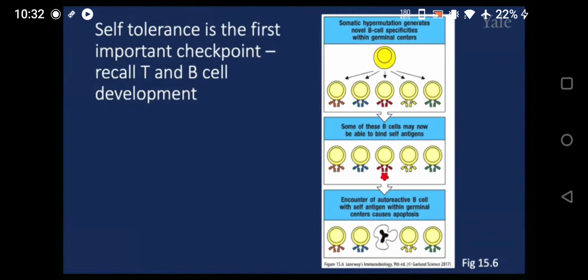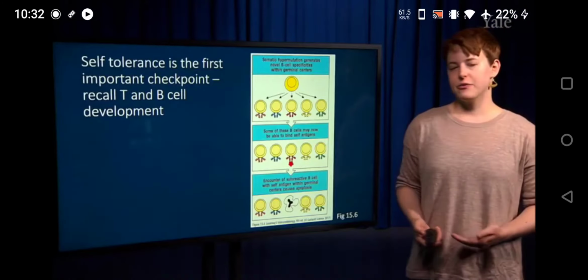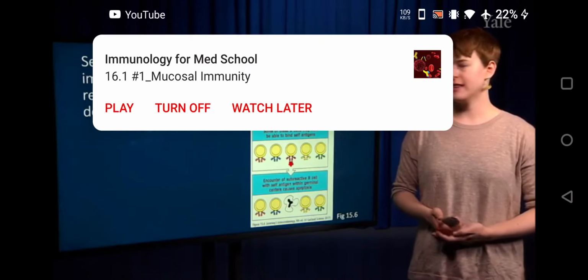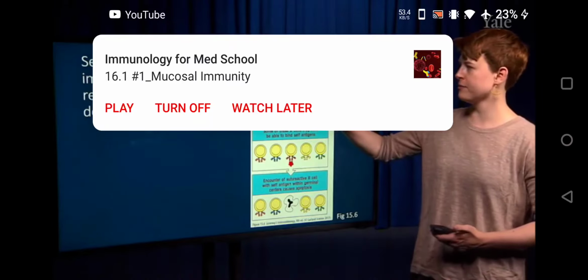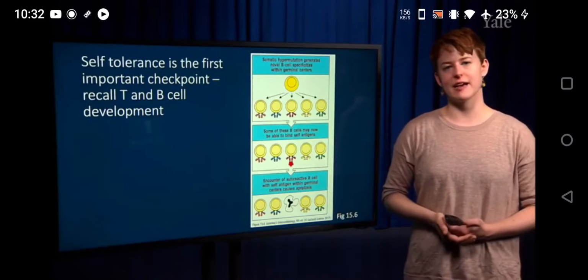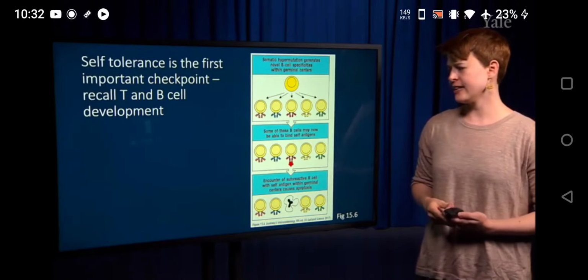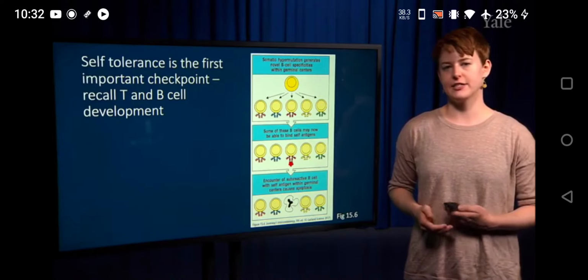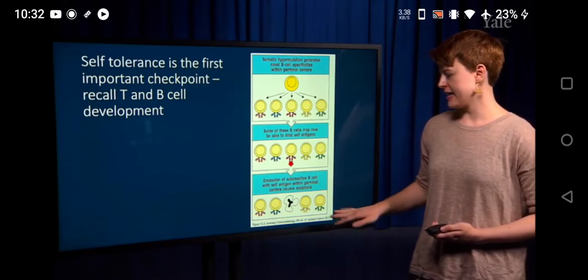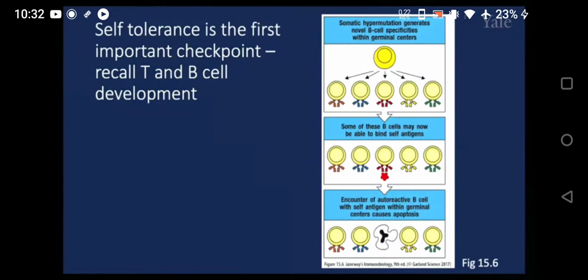Self-tolerance, though, is really just the first important checkpoint. So if we think about B cells developing in the bone marrow, we'll have one B cell that undergoes somatic hypermutation, creating many different clones. Then some of these actually may be able to bind self-antigen, and the encounter of B cells with self-antigen within germinal centers, if everything works correctly, should cause apoptosis of the self-reactive B cells.